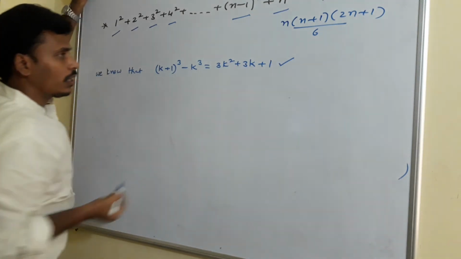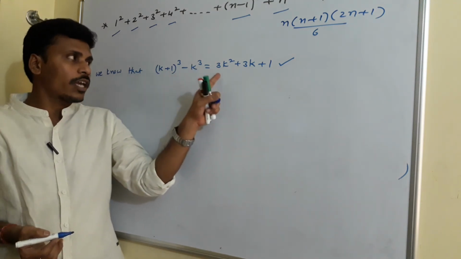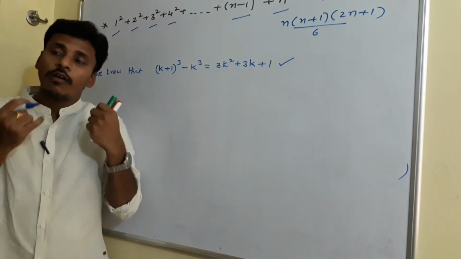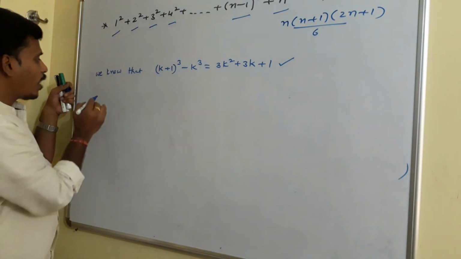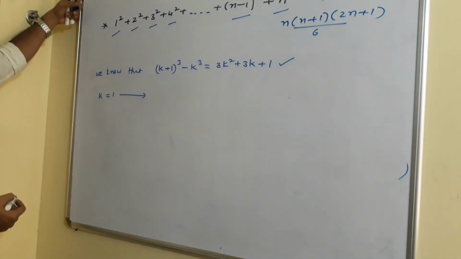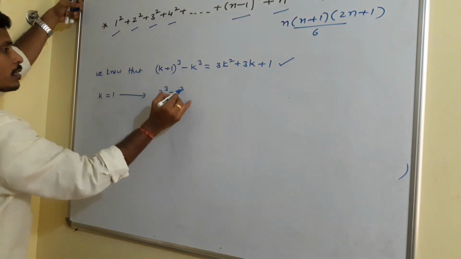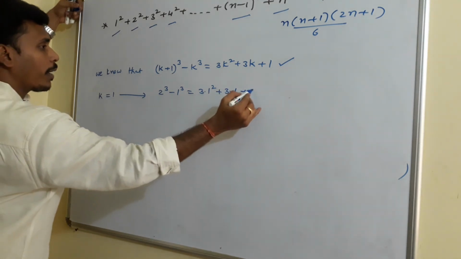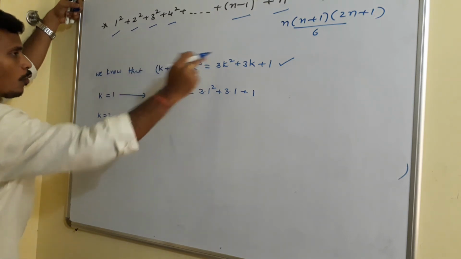Is it clear? Any doubt in this? This is an identity. k plus 1 whole cube minus k cube is 3k square plus 3k plus 1, a clear identity which is valid for any value of k at any time, at any place and anywhere. Since it is a universally valid identity, I am replacing k equals 1 in that. If I replace k equals 1, it will become 2 cube minus 1 cube equals 3 into 1 square plus 3 into 1 plus 1. Is it clear? And again if I replace k with 2, how does it become? This is always valid.